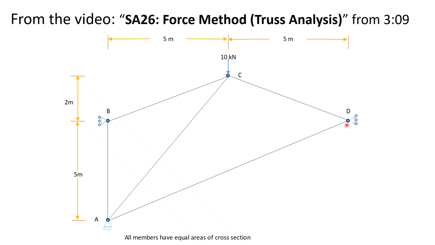Now, the thing to observe in this structure is that it is externally statically indeterminate. Internally it is determinate, but because you have a hinge joint here and two rollers, then it is externally statically indeterminate. Dr. Structure's video explains the idea of external static indeterminacy.